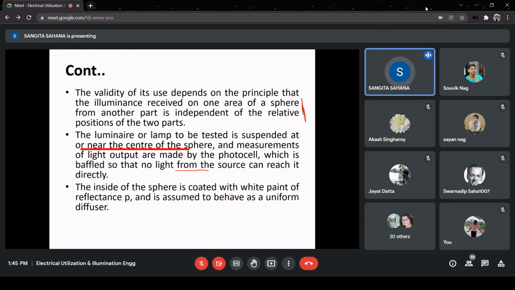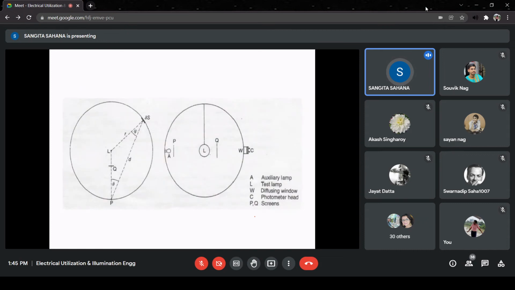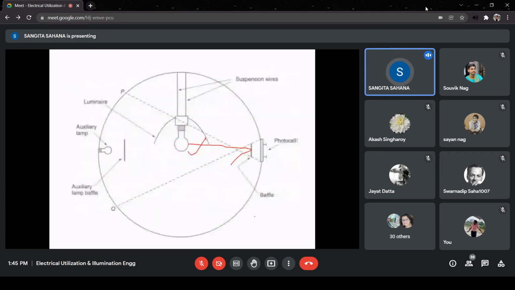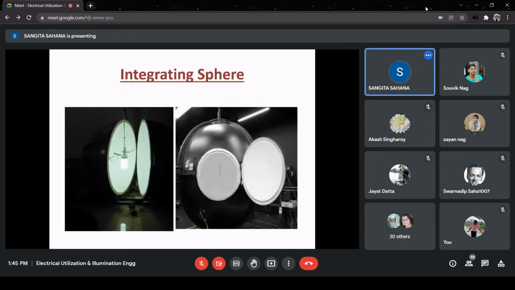The inside of the sphere is coated with white paint of reflectance rho, which is assumed to behave as a uniform diffuser. So the inside wall of this sphere, you can see it's completely white. There is a barium sulfate coating, which has very high reflective properties, so that the minimum amount is absorbed inside. The ideal case is that no light will be absorbed. It can receive the total amount of light output from the source, but in practice, to make absorption zero is not possible. So the reflective properties of this inside paint are very high, so that the absorption can be reduced.